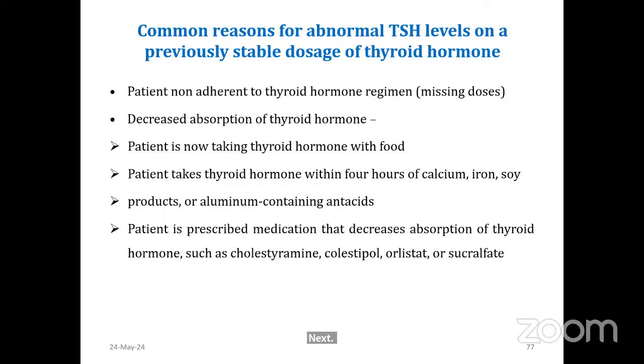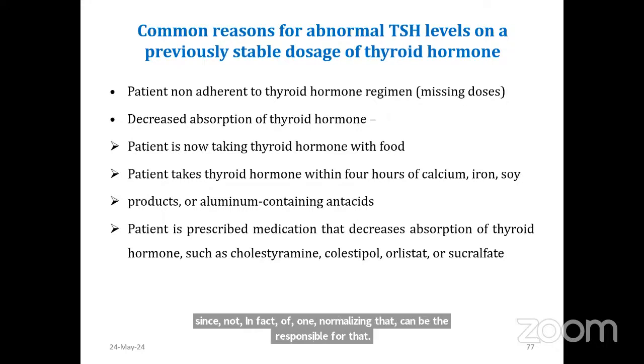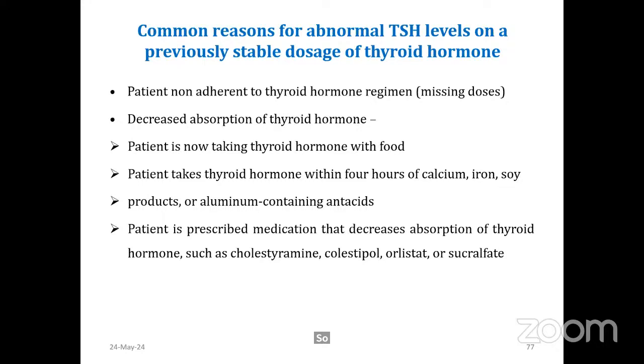Sometimes a patient who was previously taking medicine and had normal thyroid function may, after some time, no longer have the effect of the drug on normalizing TSH levels. So what factors can be responsible for that? If the patient is not adherent to the thyroid hormone regimen, if the patient is missing doses, then a previously stable patient can have abnormal thyroid function.